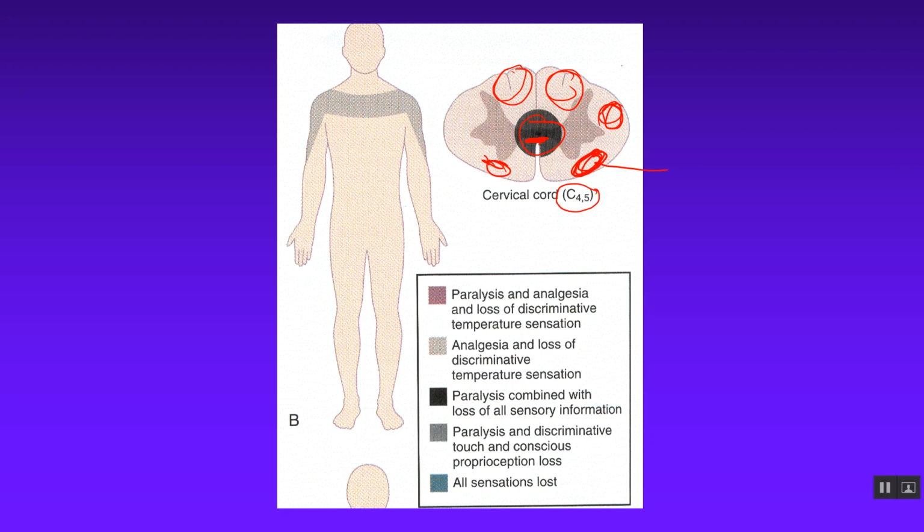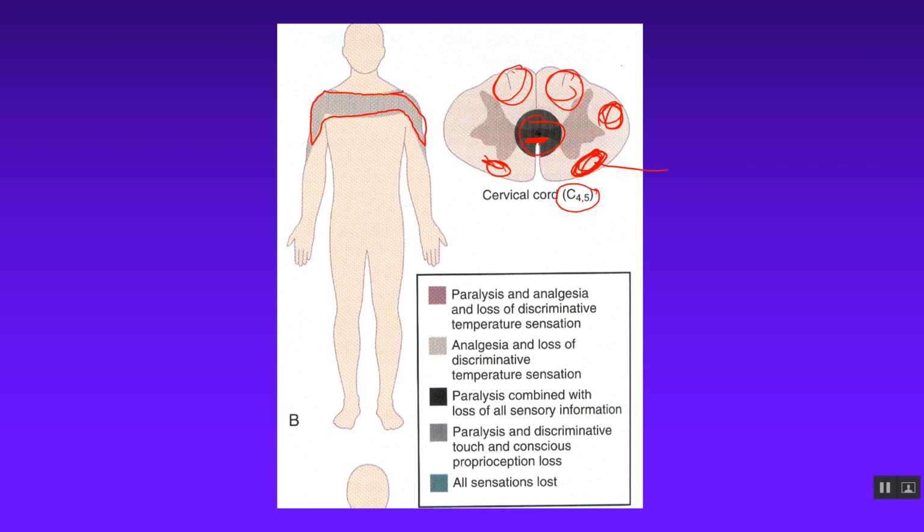Never is a lesion a thin little slice like we're going to show it. Lesions usually extend through more than one segment; they usually extend up and down a little bit. So all this person has is loss of pain and temperature just in the C4, C5 dermatomes.